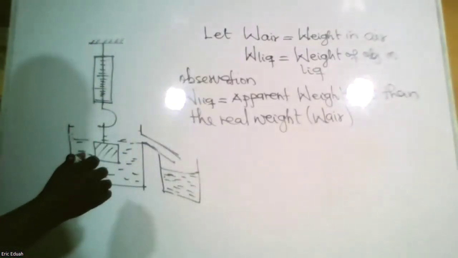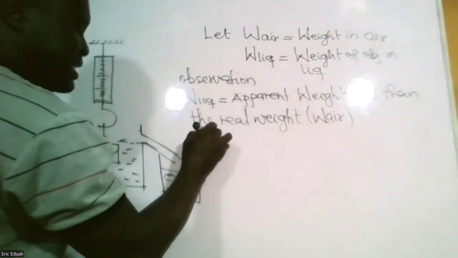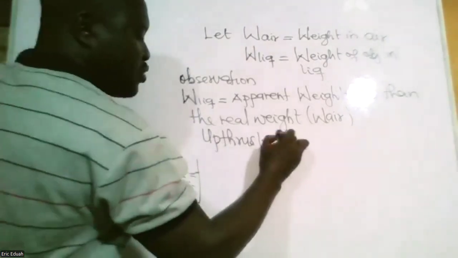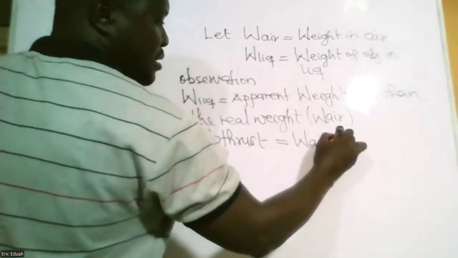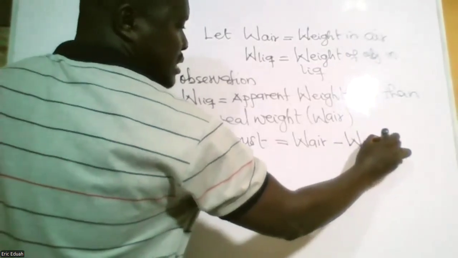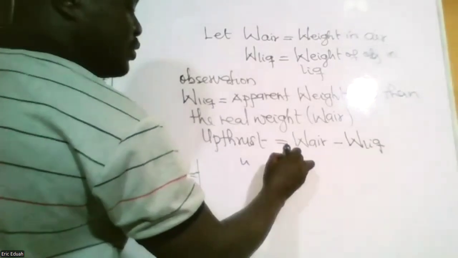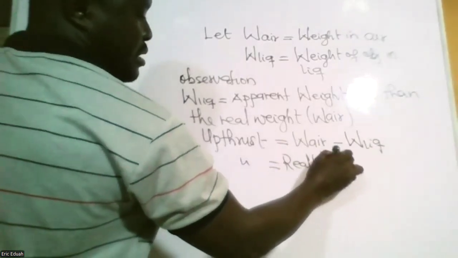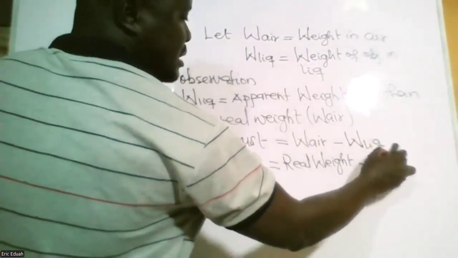So the difference between the apparent weight and the real weight will give you the upthrust. So the upthrust, therefore, will be equal to weight in air minus weight in liquid, or upthrust is equal to real weight minus apparent weight.